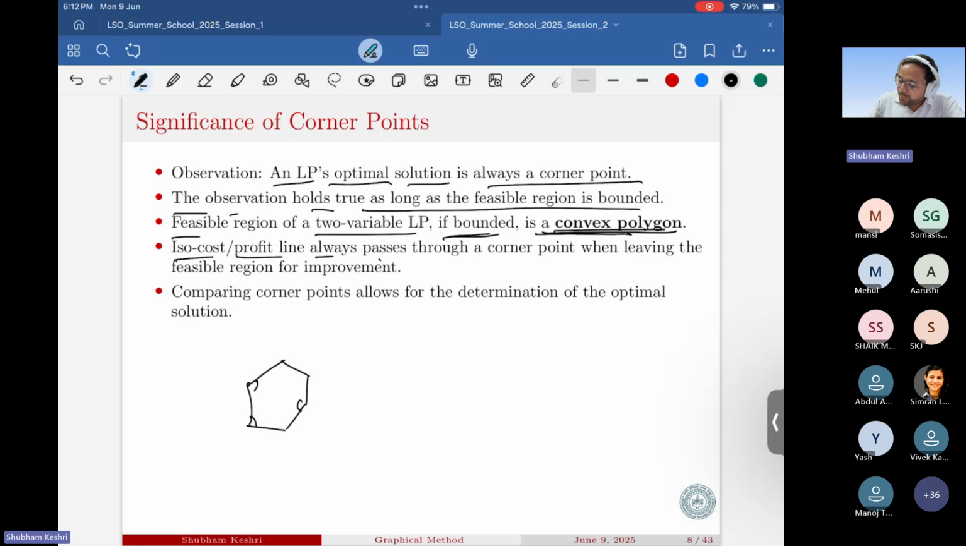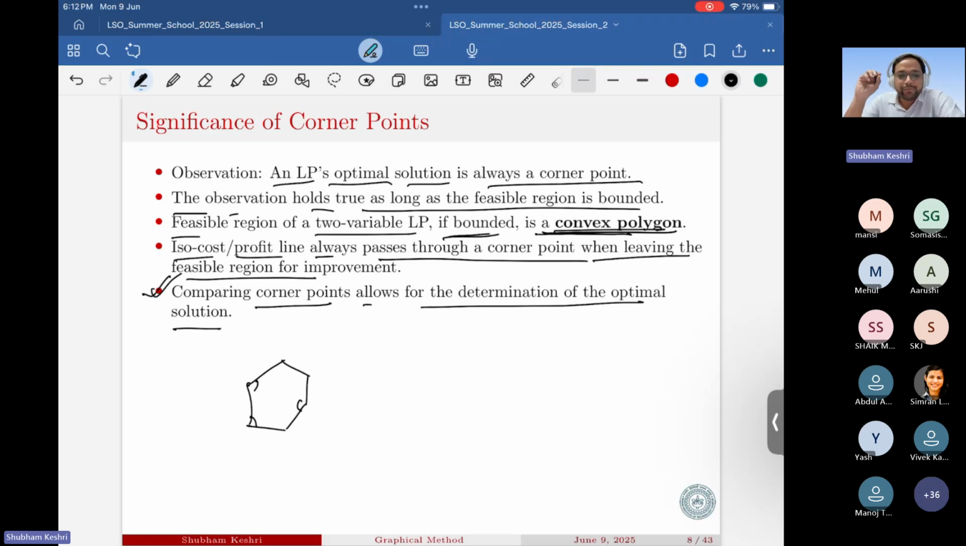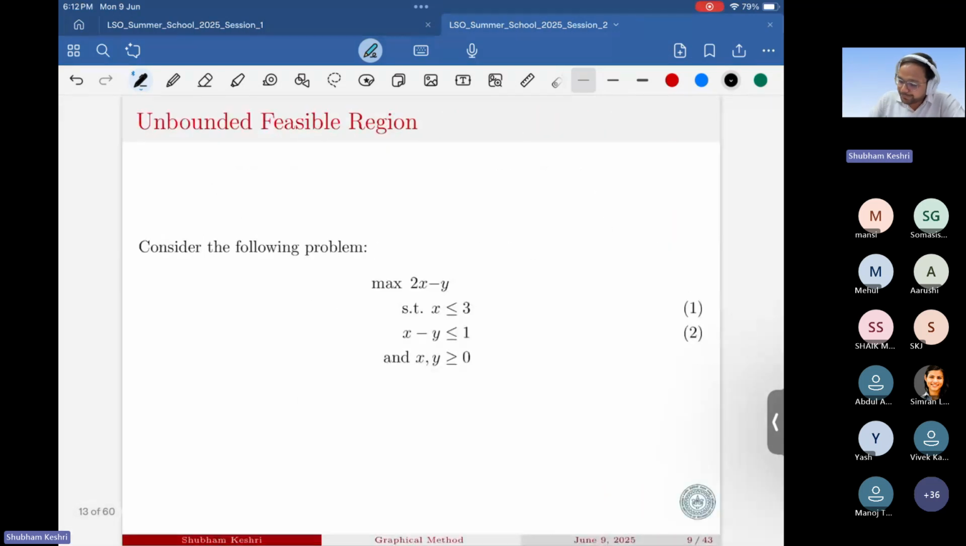The isocost or isoprofit line always passes through a corner point when leaving the feasible region for improvement. Comparing corner points allows for the determination of the optimal solution. So this is very important. You don't need to check all the points in the feasible region to find the maximum. You can just go to the corner points, plug in the values into the objective function, and then pick the point with the maximum objective function value and state that that is the optimal solution for that problem. Okay.